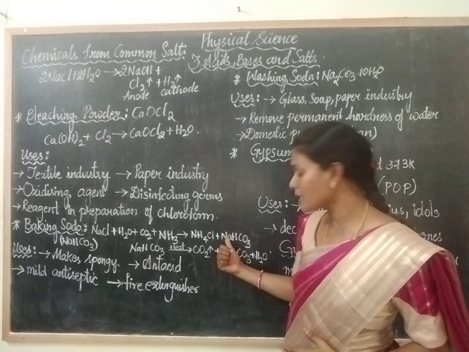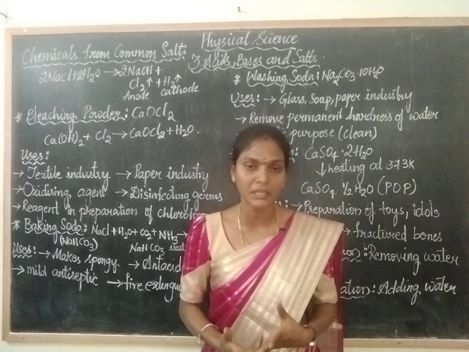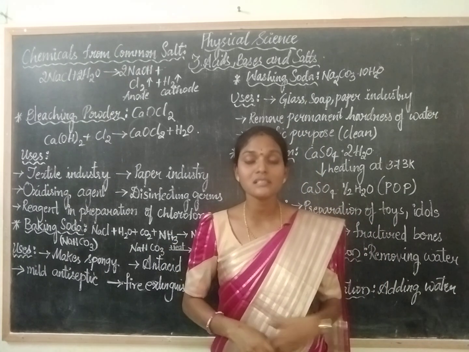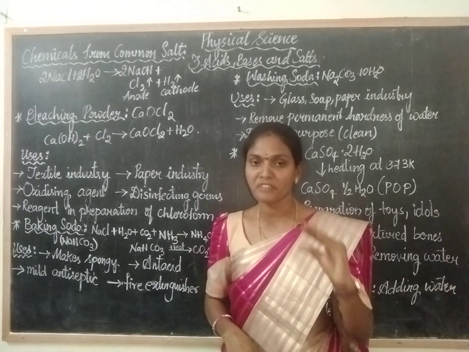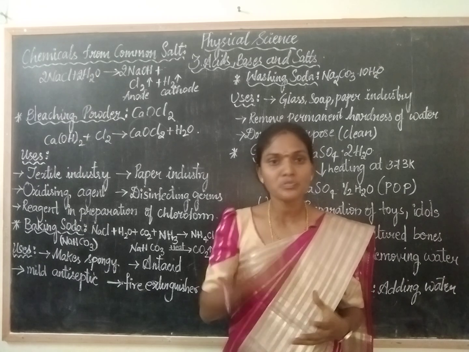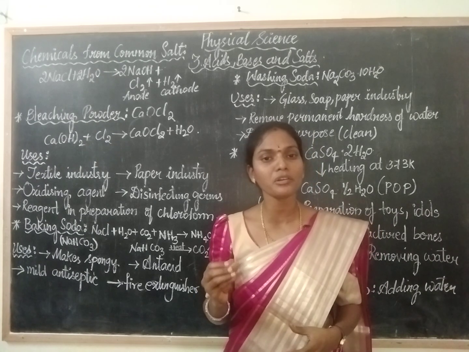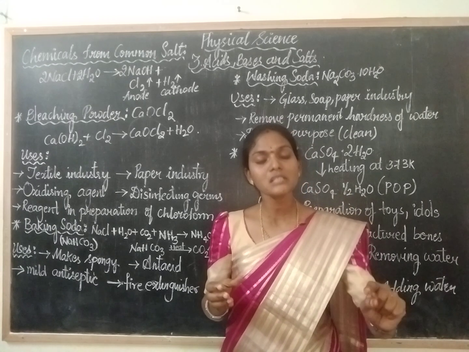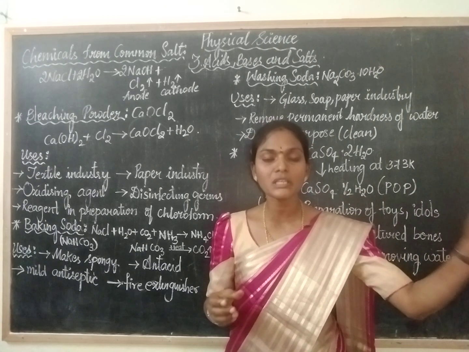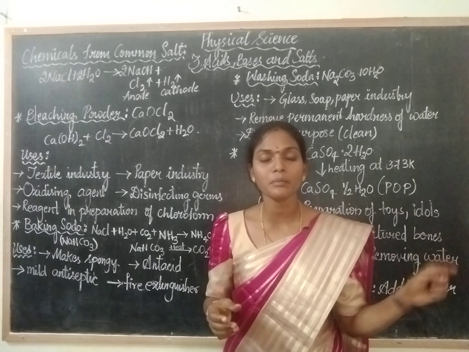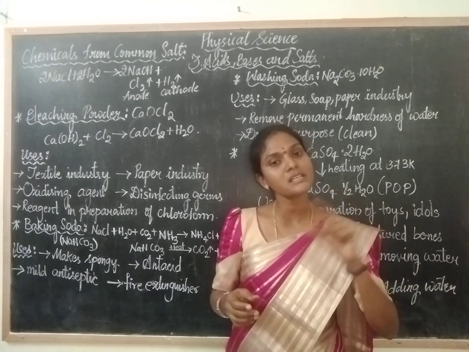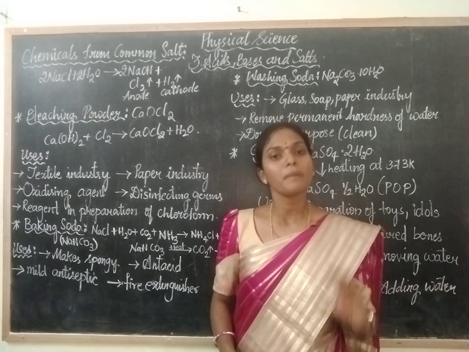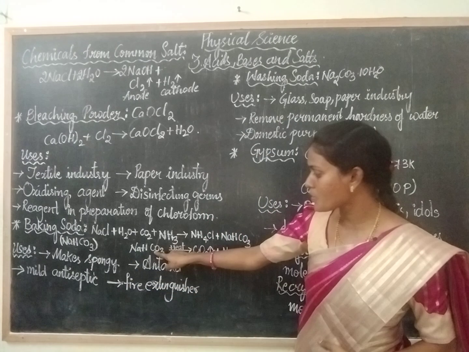When you heat this baking soda, it releases carbon dioxide gas. That carbon dioxide gas is important for the puffiness. So the cake which we eat is very puffy. How did we get that puffiness? When baking soda is heated, it releases carbon dioxide gas, and that carbon dioxide gas is necessary for the puffiness. You can see the equation here.